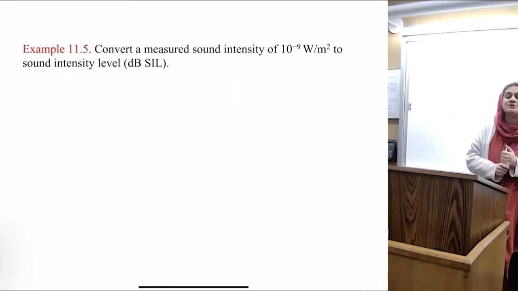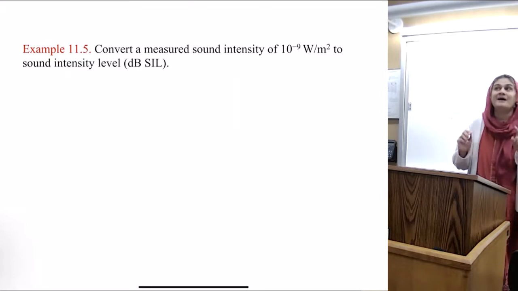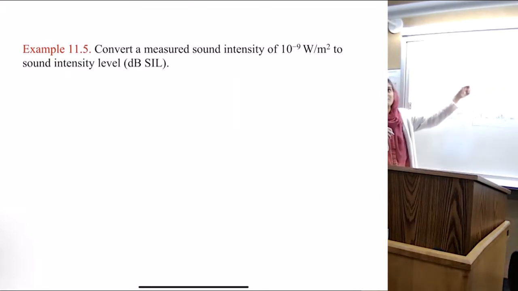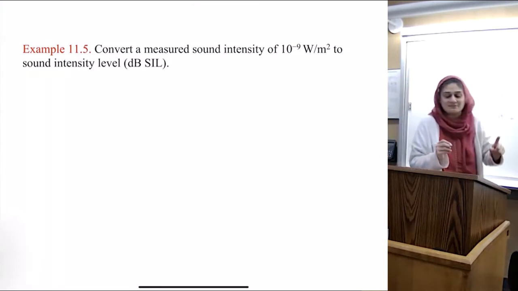Convert a measured sound intensity of 10 to the minus 9 watts per meter squared to the sound intensity level. So remember, it's SIL. So which of these three will we be using? 1, 2, or 3? 1. Very good. So how will we write this down?